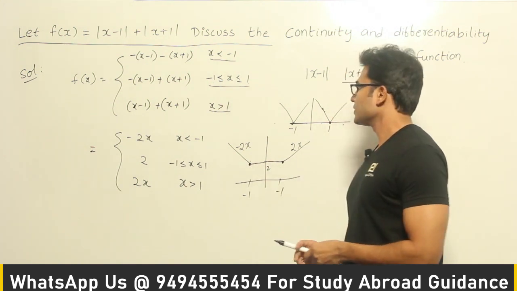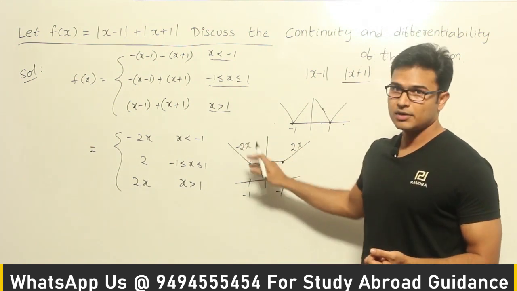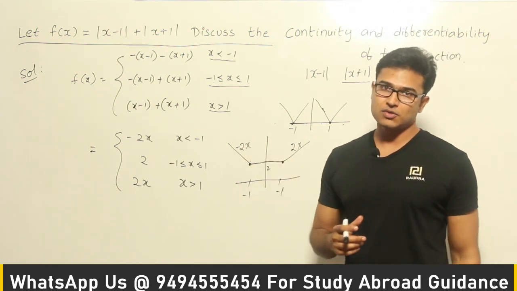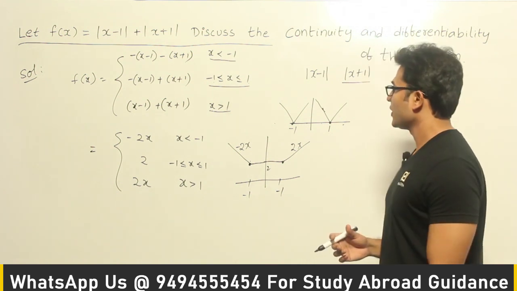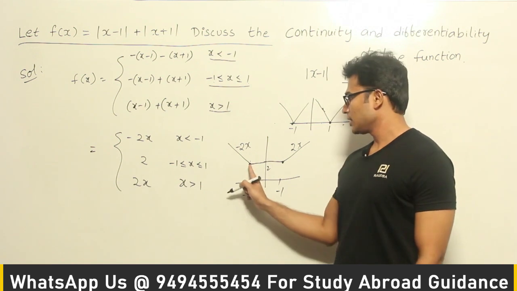So, what are the various methods we can use to check it? One simple method: we know from here that it is continuous. Or if you want to check whether it is continuous or not, you can check it. So how do you find out whether it is continuous or not? You go to this point minus 1. Find out the left limit.